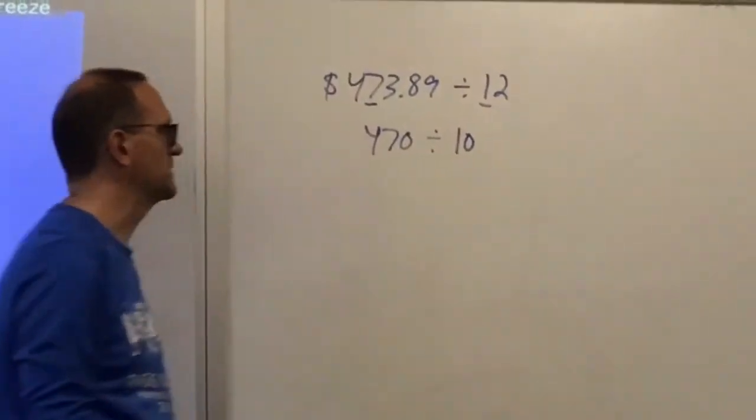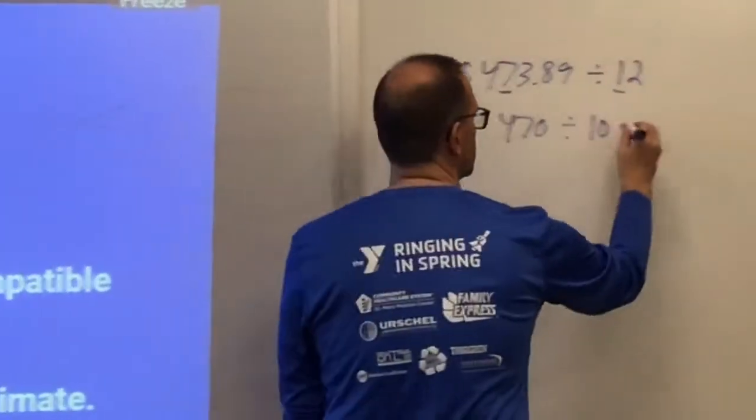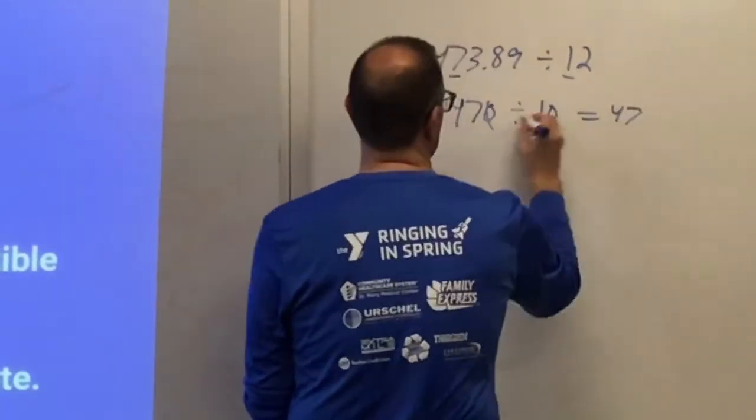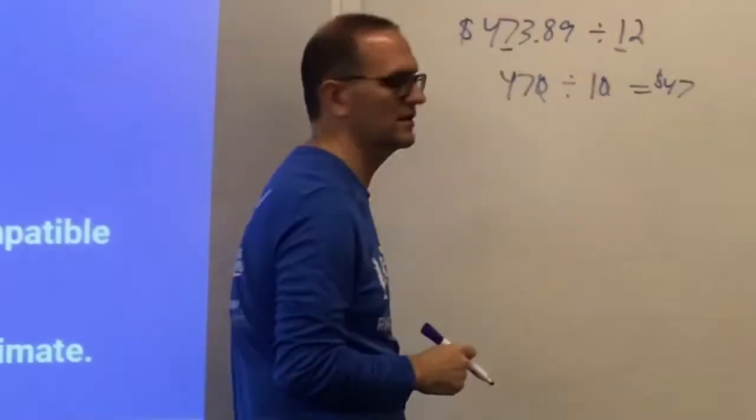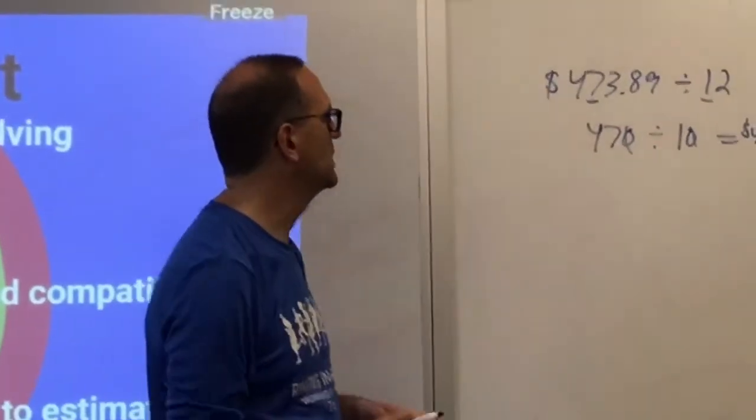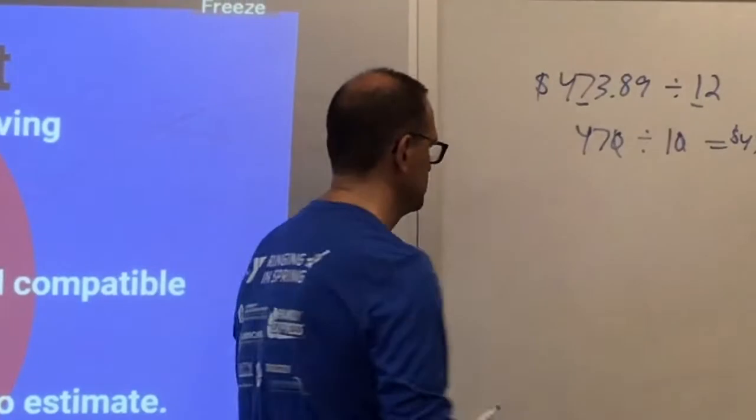This should be an easy problem to solve. 47 divided by 1 is 47, and this cancels out. So he's going to have to pay about $47, right? Okay. Now we could also look at compatible numbers.